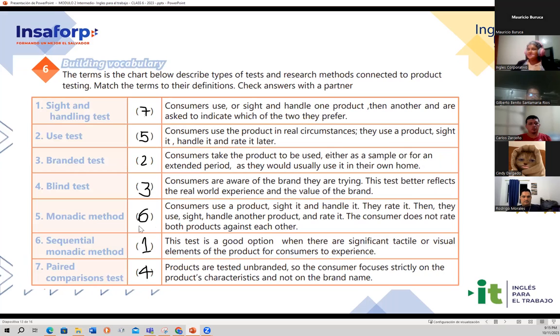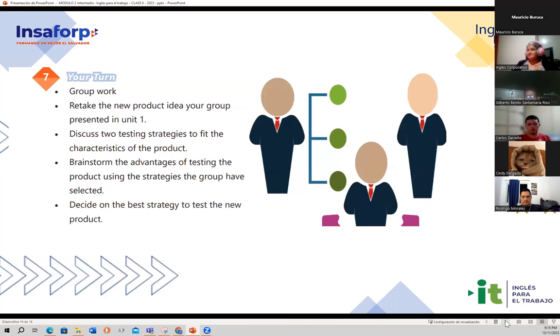What do you remember about that? Testing strategies? We are going to use two of them. We have seven testing strategies here. You can use sight and handling test, use test, branded test, blind test, monadic method, any of these. To fit the characteristic of the product, it depends on the product that you have selected. Brainstorm the advantages of testing the product using the strategies the group has selected, okay? And then you are going to decide on the best strategy to test the new product. Let me know if you have questions or if it is clear what you are going to do.